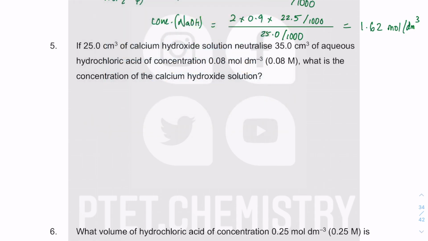Moving on to the next question. So we have calcium hydroxide. Calcium hydroxide is also lime water. A saturated solution of calcium hydroxide is lime water and reacts with hydrochloric acid.